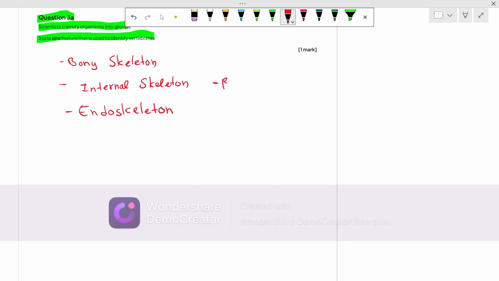Then we have the backbone. This one is the simplest one because vertebrates are animals that have a backbone and invertebrates are animals that don't have a backbone. Spine, another word for backbone. There's skull, and many more. So any one from these is acceptable. Any one.